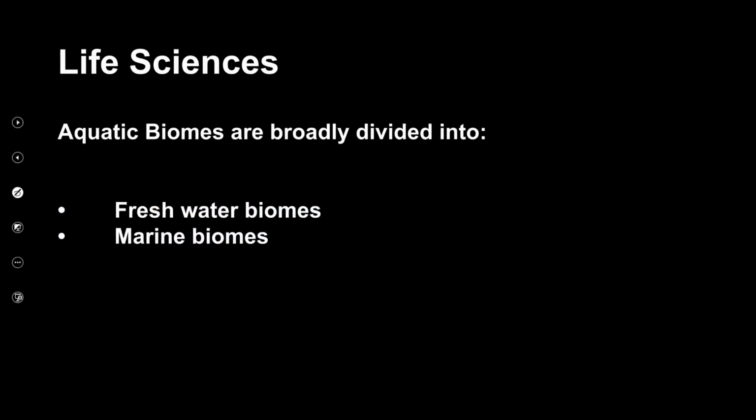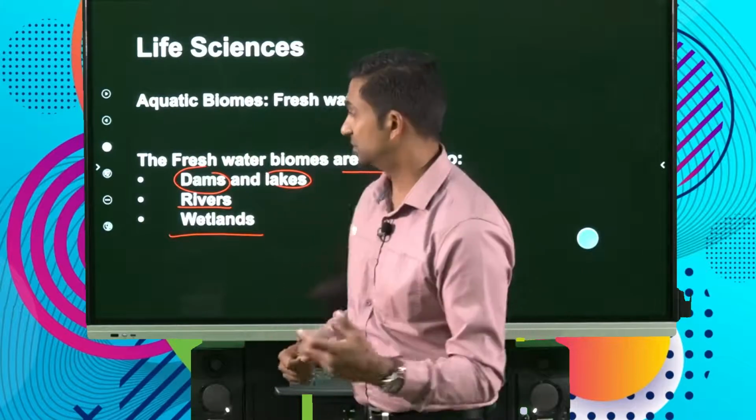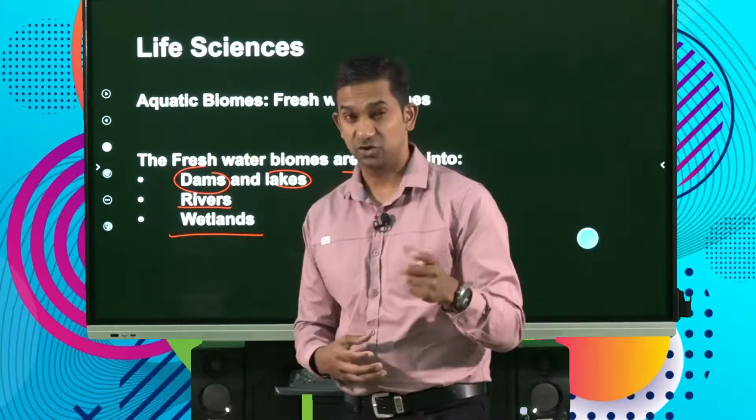So as I mentioned, we can broadly divide these into the freshwater biomes and your marine biomes. The freshwater biomes are divided into three different types. These are your dams and lakes, rivers, along with your wetlands. In terms of understanding where fresh water is found, dams, rivers, lakes, and wetlands are often identified as areas that have fresh water, water that we can consume, that is not salty.